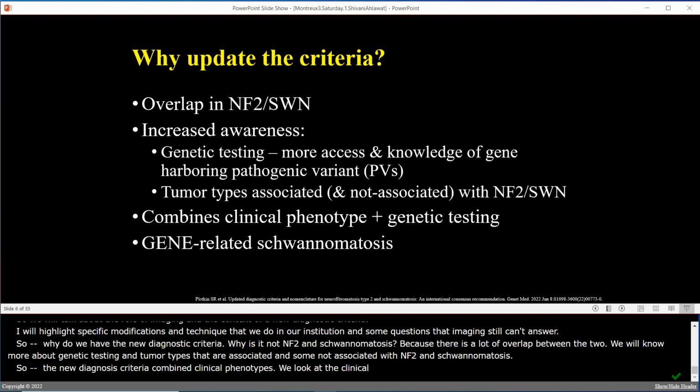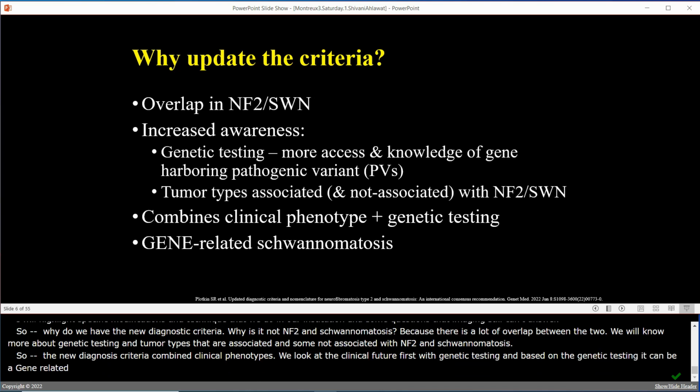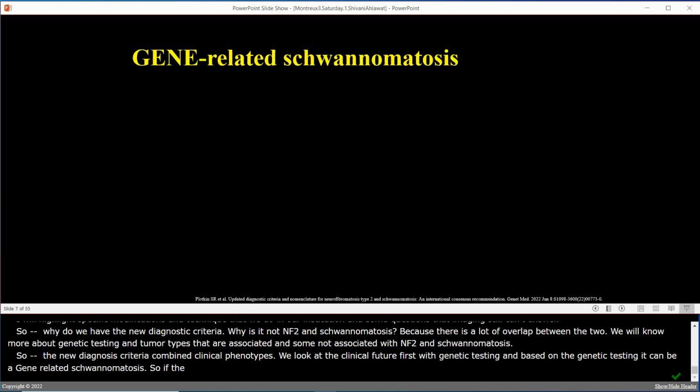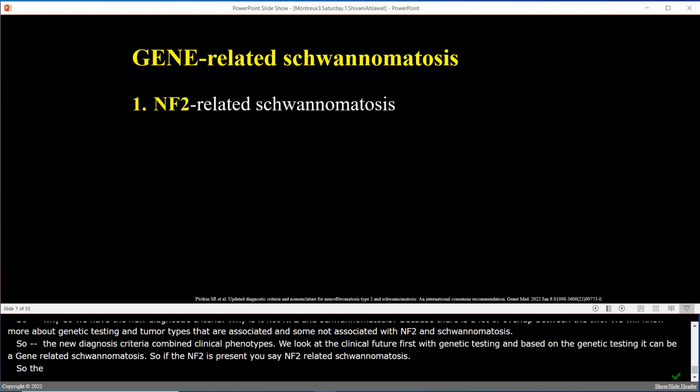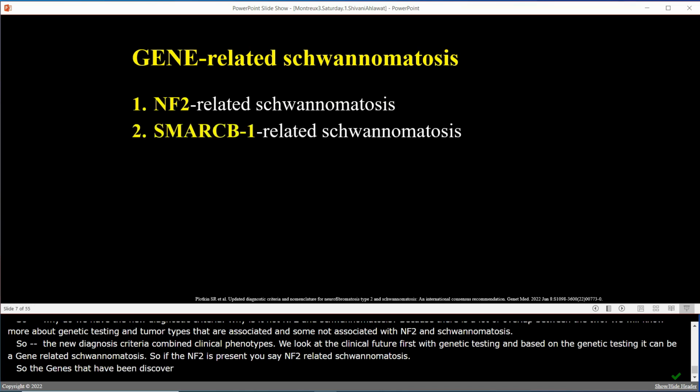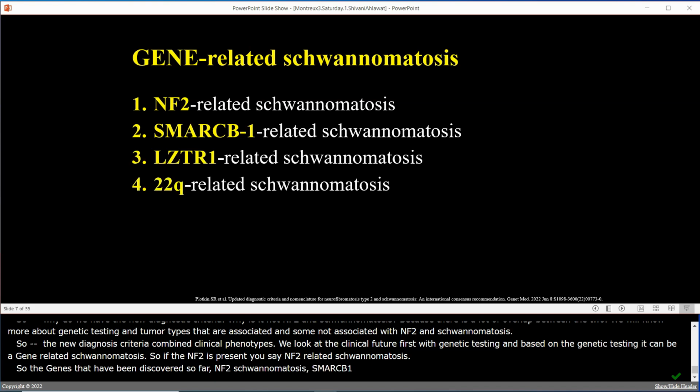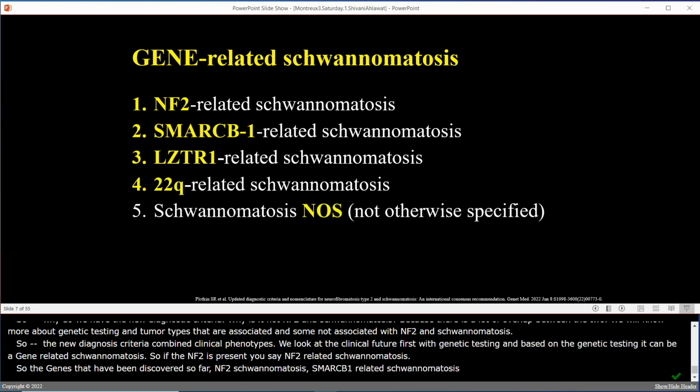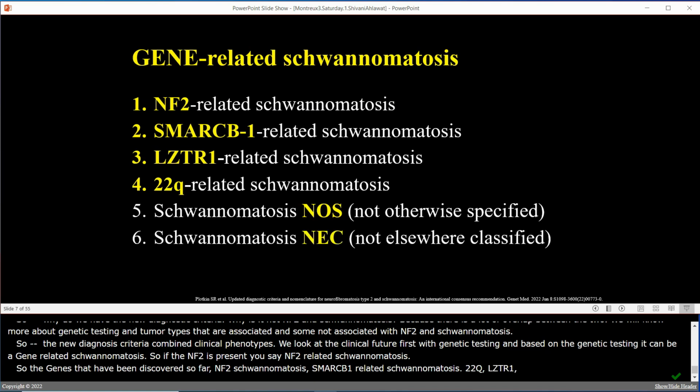And based on the genetic testing, it can be a gene-related schwannomatosis. So if the NF2 gene is present, you would say NF2-related schwannomatosis. So the genes that have been elucidated so far, we have NF2-related schwannomatosis, SMARCB1-related schwannomatosis, LZTR1, 22q, and then schwannomatosis that's not otherwise specified or not yet classified.